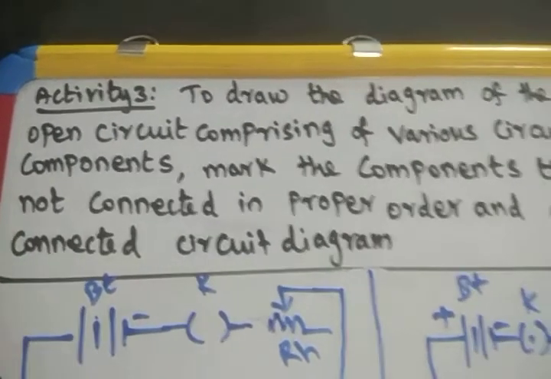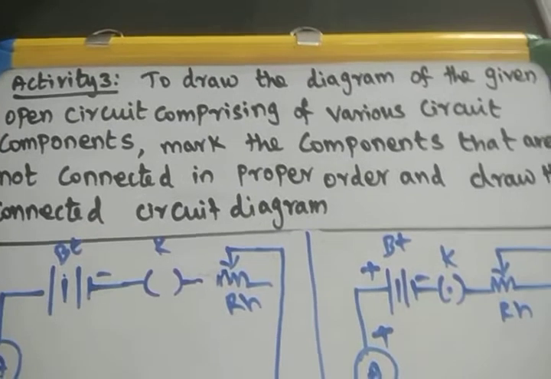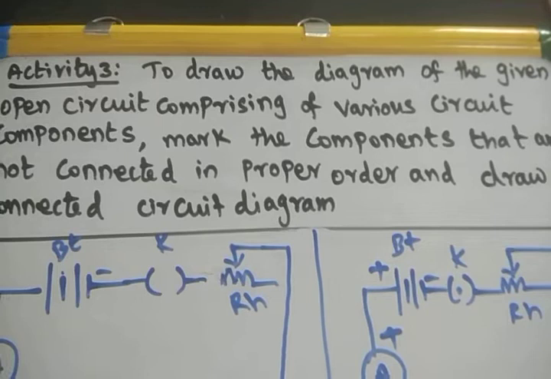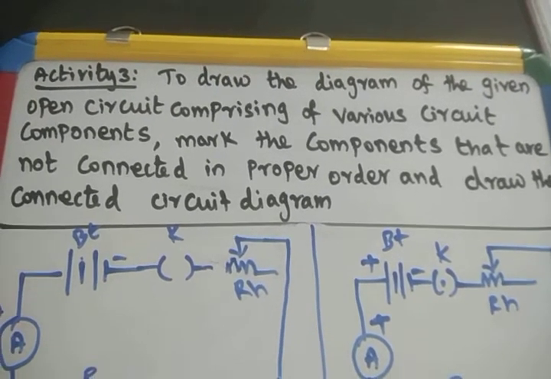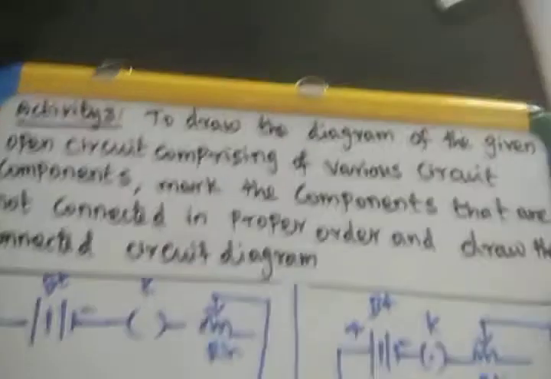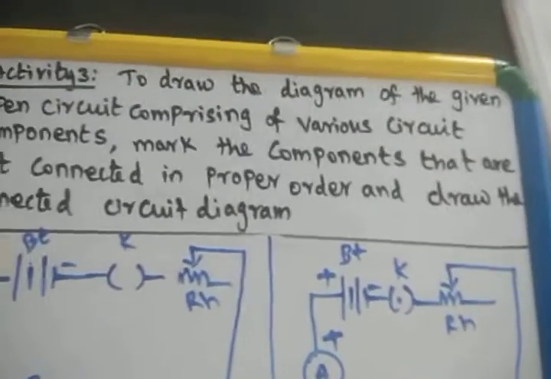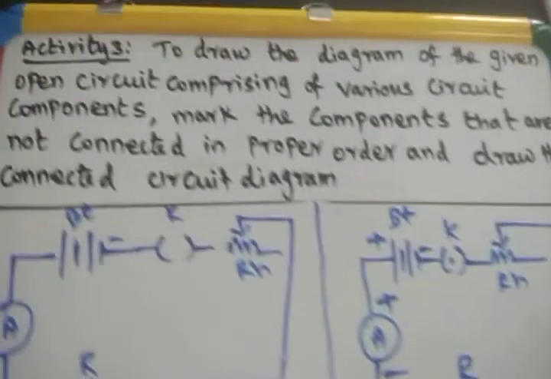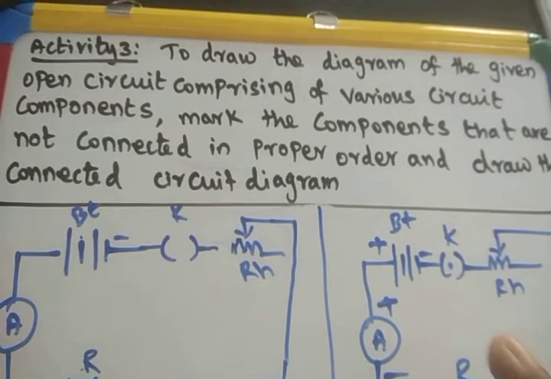Activity 3. To draw the circuit diagram of a given open circuit comprising various circuit components, mark the components that are not connected in proper order, and redraw, that is, draw again the connected circuit diagram. So dear students, what is the activity we are seeing, compared to the previous activity 2? The same circuit diagram is going to be given, but it will be given by the teacher. So you have to identify what all the faults are.